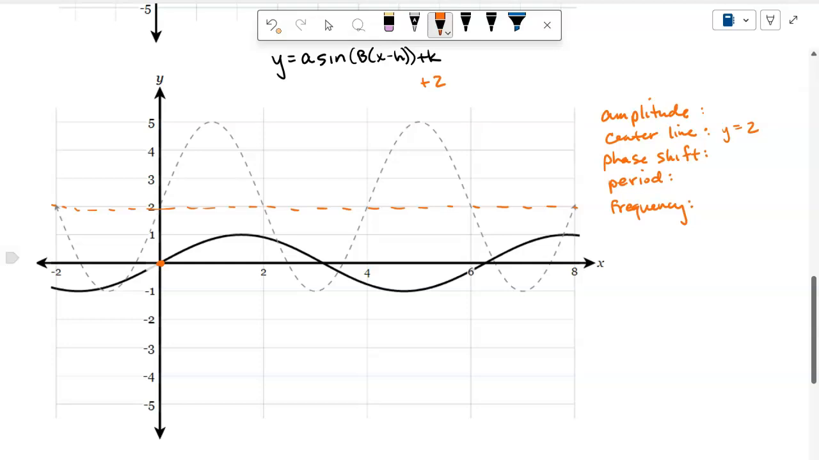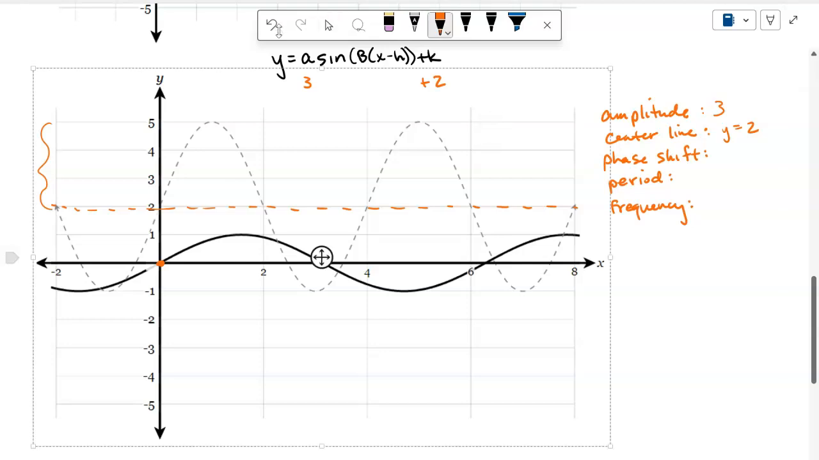Next thing is the amplitude. So we measure from that center line up to the top of the wave or to the bottom of the wave because we have that symmetry. But that center line is going to have a vertical distance of 3 up to the max. And so we've got an amplitude of 3.